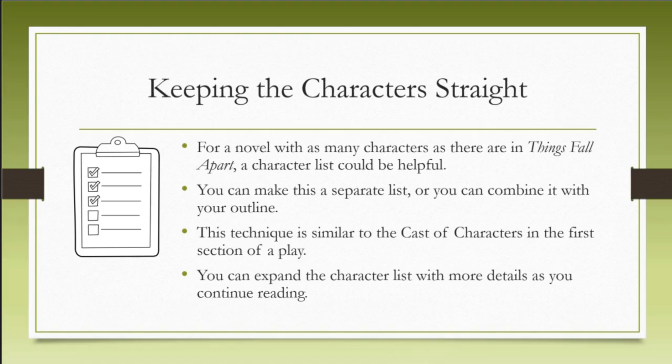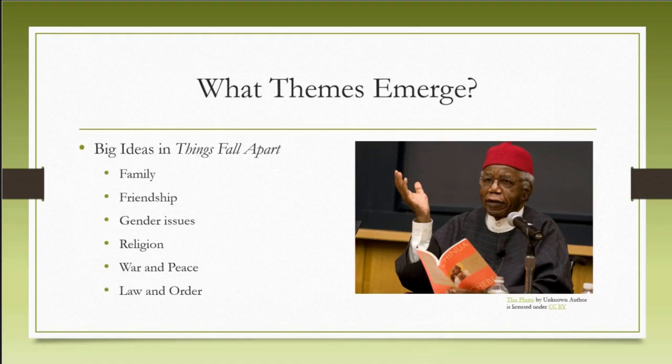For a novel with as many characters as there are in Things Fall Apart, a character list could be helpful. You can make this a separate list, or you can combine it with the outline for your paper. This technique is similar to the cast of characters in the first section of a play. You can expand the character list with more details as you continue reading. And so let's say, for example, if you're reading Hamlet, you have a similar issue and there are a lot of characters in the play and you need to keep track of them to see what's going on.